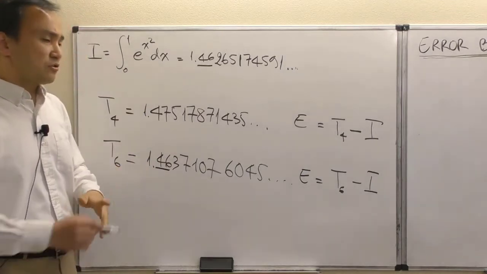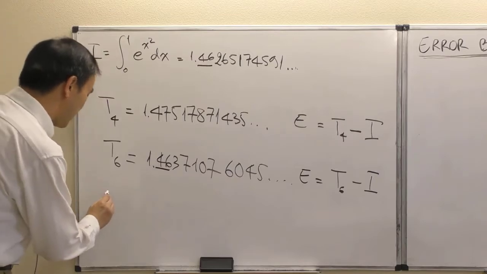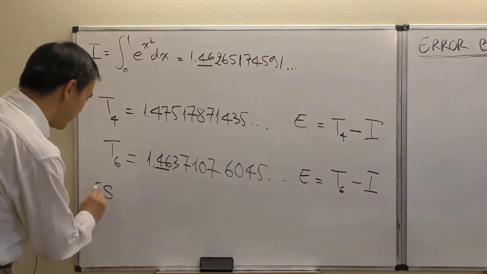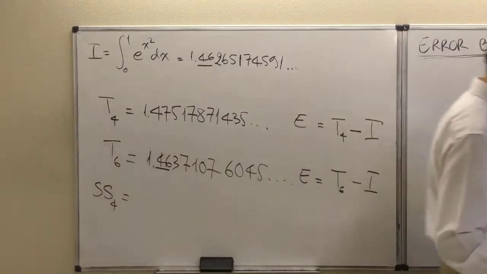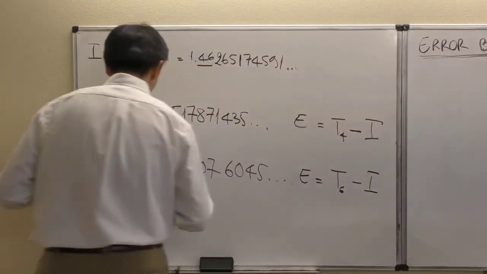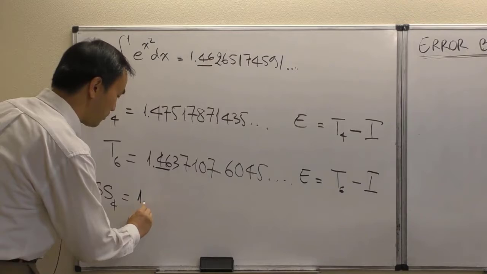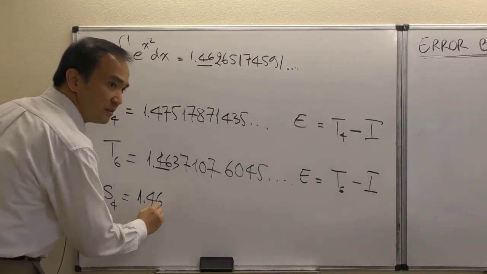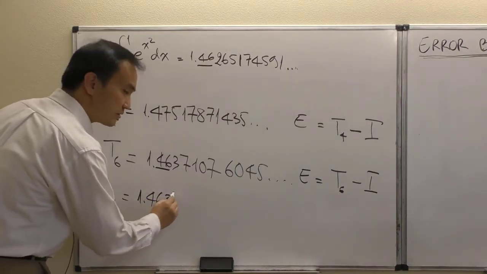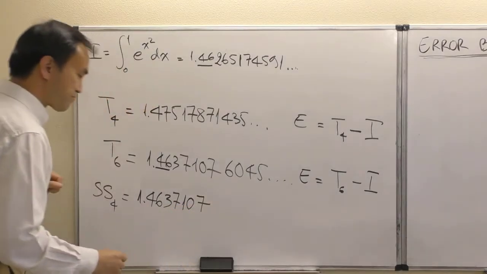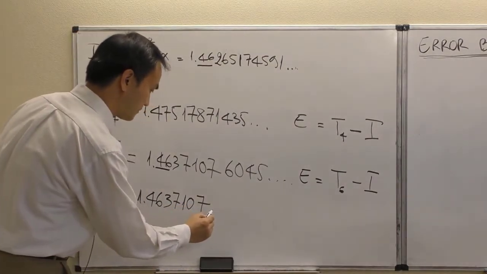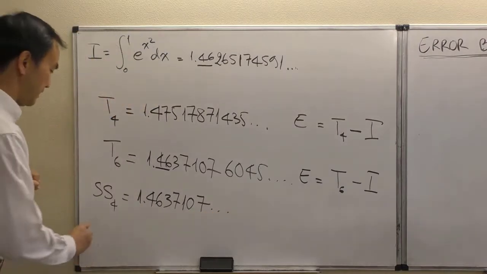Okay, and in the same way, I also went through using Simpson's method with 4 subintervals, and the answer I had there was, as I recall, 1.4637107 and something a lot longer.